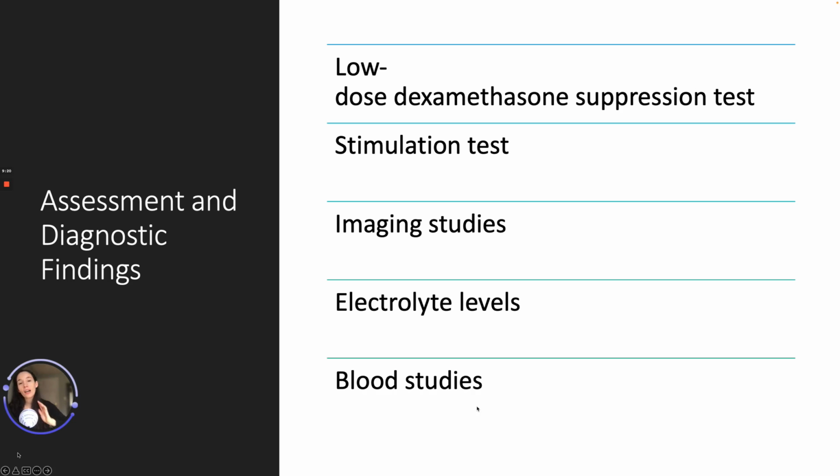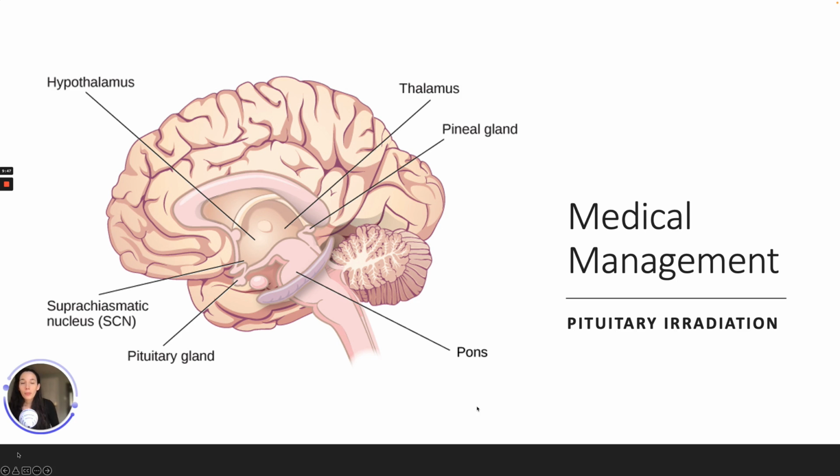We can look at electrolyte levels because patients with Cushing syndrome usually have an increase in serum sodium and a decrease in potassium level. We can look at blood studies. So Cushing's can be indicated if there's an increase in blood glucose level, a reduced number of eosinophils, and disappearance of lymphoid tissue. So medical management of Cushing's includes pituitary irradiation.